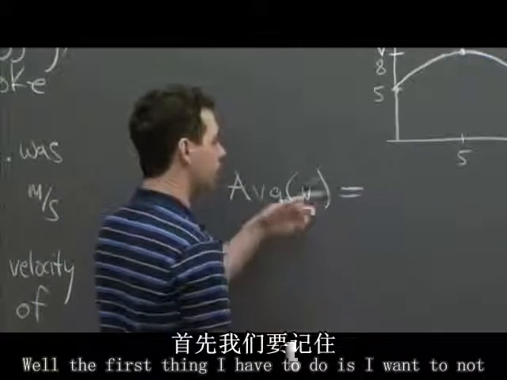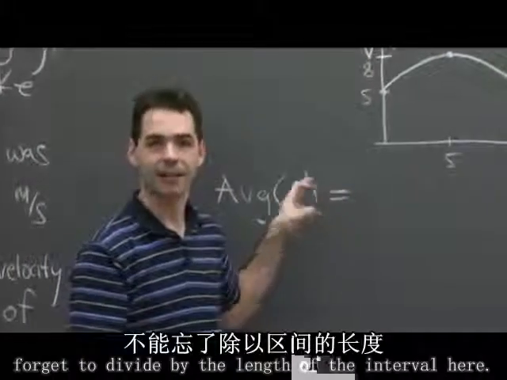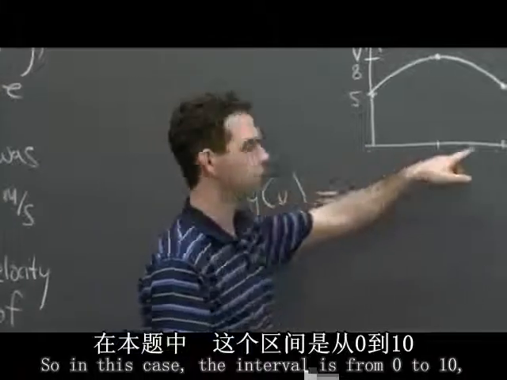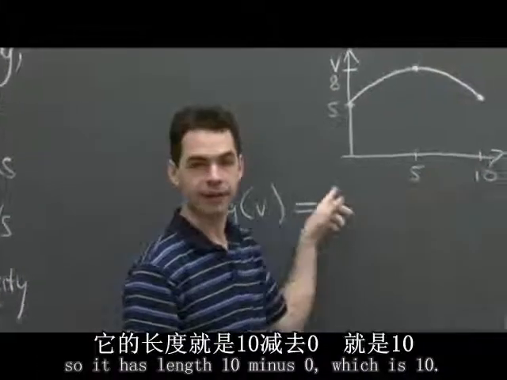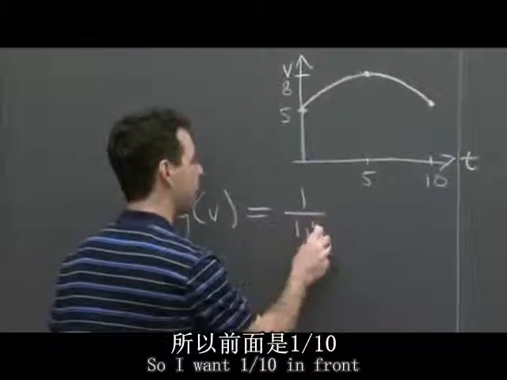So what is it? Well, OK, the first thing I have to do is not forget to divide by the length of the interval here. So in this case, the interval is from 0 to 10. So it has length 10 minus 0, which is 10. So I want 1 over 10 in front.